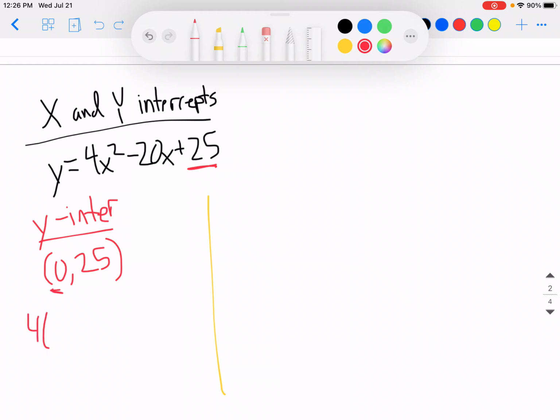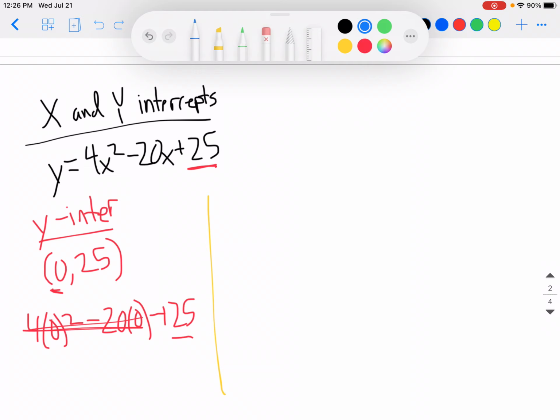So we're looking at 4 times 0 squared minus 20 times 0 plus 25. That's what it means to be a y-intercept, is that you're on the y-axis, therefore you haven't moved anywhere on the x-axis. All this 0 stuff cancels out, disappears, goes away, leaving you with just 25.